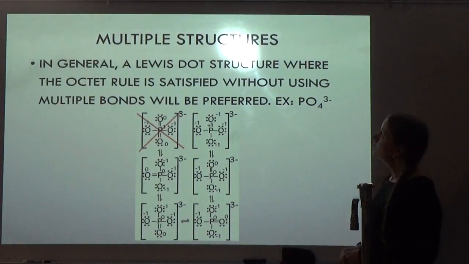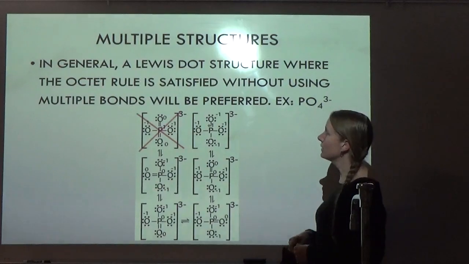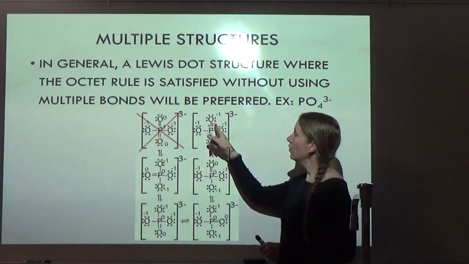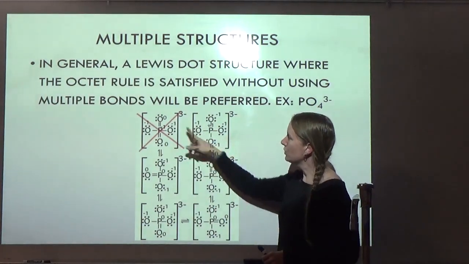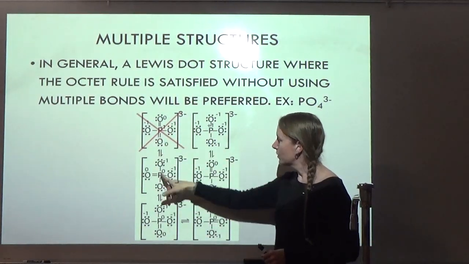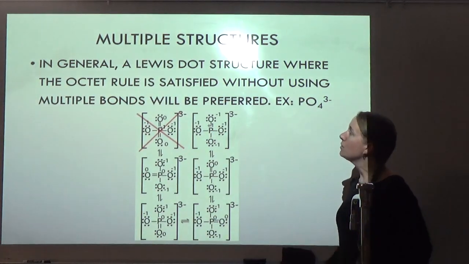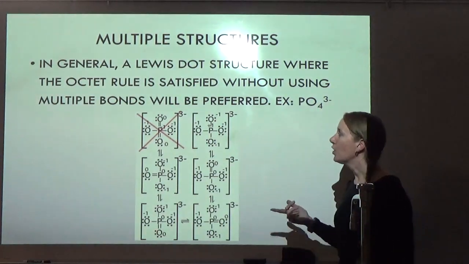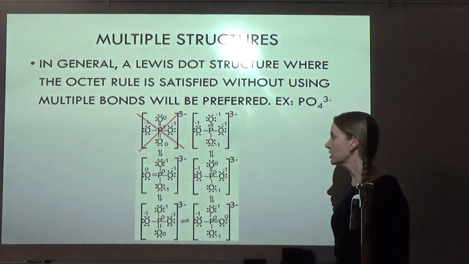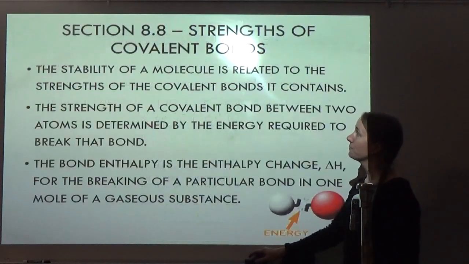So in general, a Lewis dot structure where the octet rule is satisfied without using multiple bonds will be preferred. So for example, PO4 with a -3 charge. This is a whole bunch of different options of how you can do it. You could have all single bonds, you could have 2 double bonds, you could have 1 double bond, but then it has 4 different options of where it can go. So most of the time, we just prefer the one that has single bonds if possible, although that's not always what formal charges will prefer. Formal charges sometimes will prefer the one with multiple bonds.